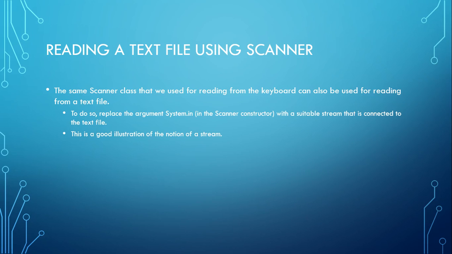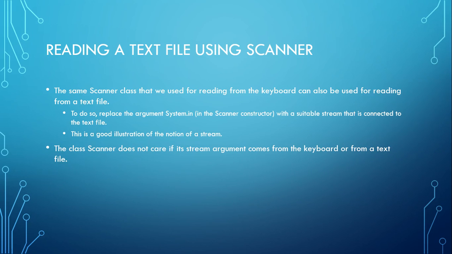Now, the same Scanner class that we use for reading from the keyboard can also be used for reading from a text file. To do so, we're going to replace the argument System.in, which was in our Scanner constructor, with a suitable stream that's connected to the text file. This is a good illustration of how a stream works. The Scanner really doesn't care if its stream argument comes from the keyboard or from a text file. It's like, hey, I'm getting input, I'm happy.